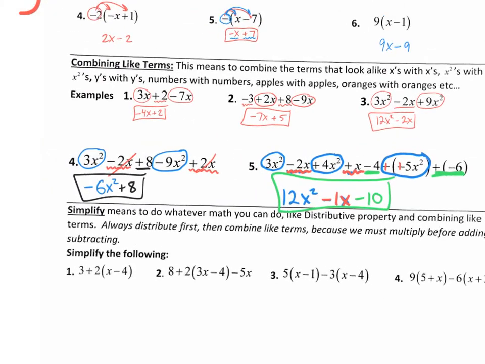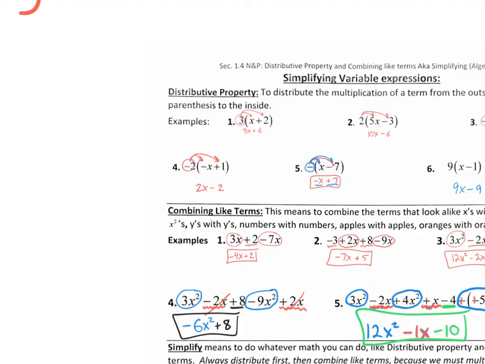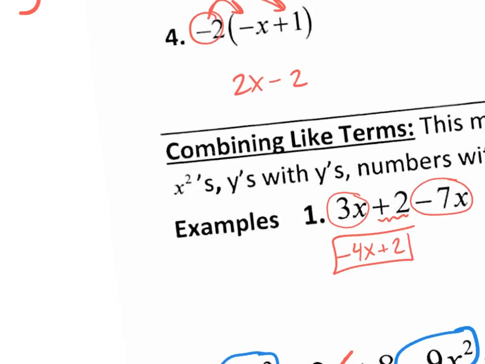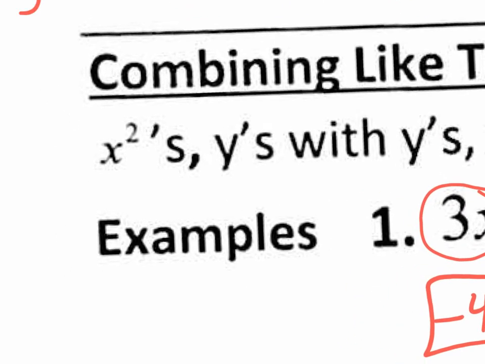So let's get this straight, guys. Distributive property is the distribution of multiplication. So what is distributive property? It's really multiplying, right? Combining like terms. When I combine an x plus another x, I get 2 x's. What's combining? It's really just adding and subtracting.